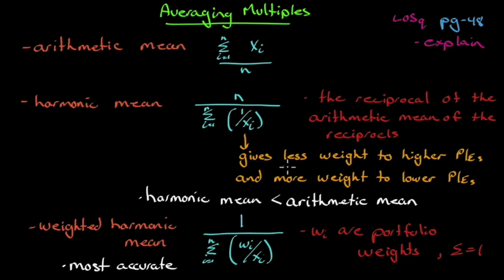This inherently gives less weight to higher PEs. So let's say you're looking at 10 stocks and one has an EPS of a penny, selling for $9, so it has a PE of 900. Well, look what happens when you take the reciprocal. 1 over 900 totally washes out the effect of that outlier. So it's really not so much of an outlier anymore.